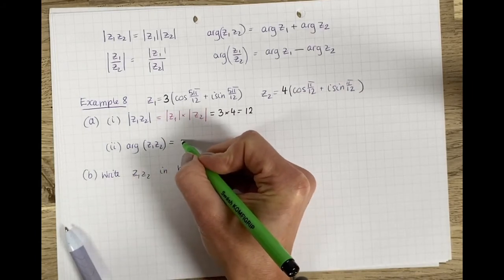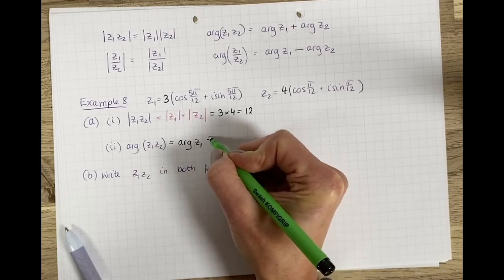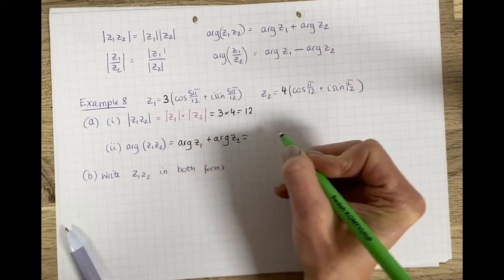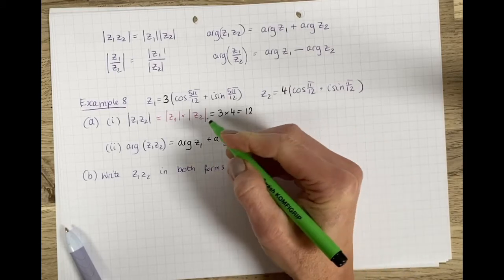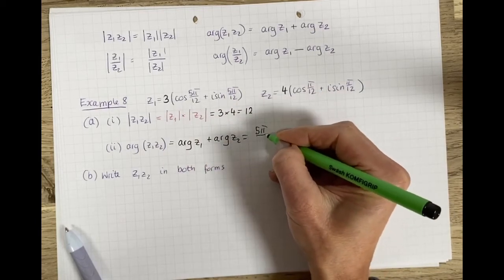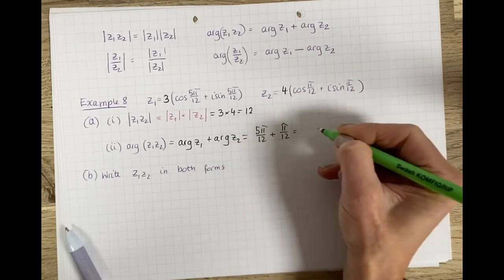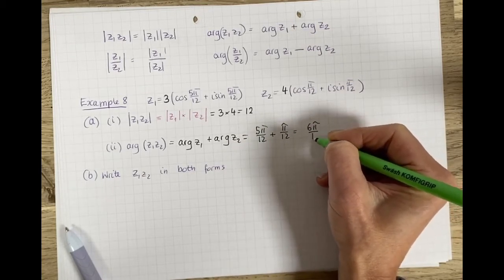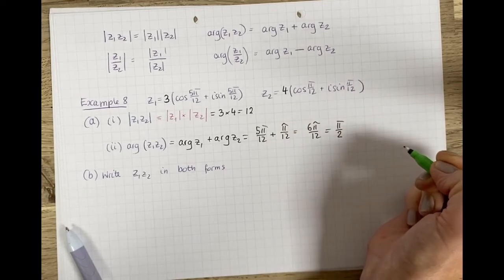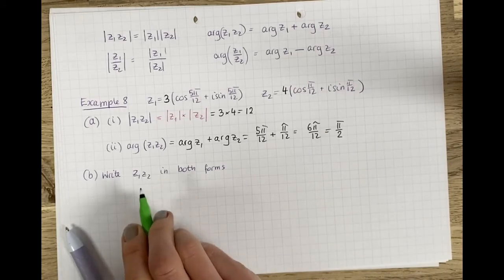What about the argument? For the argument, I need to quote the result I'm going to use. So I'm going to quote it as the sum of individual arguments. The argument of z1 is 5 pi over 12. The argument of z2 is pi over 12. That gives me 6 pi over 12, which is pi over 2, so it's 90 degrees.